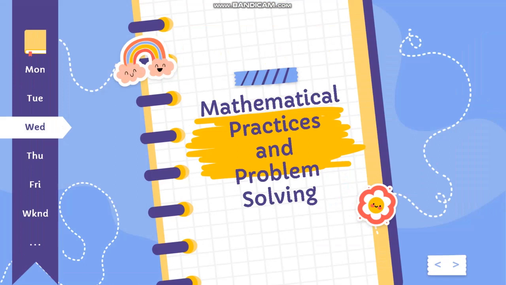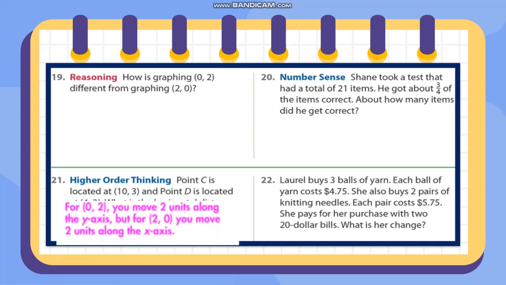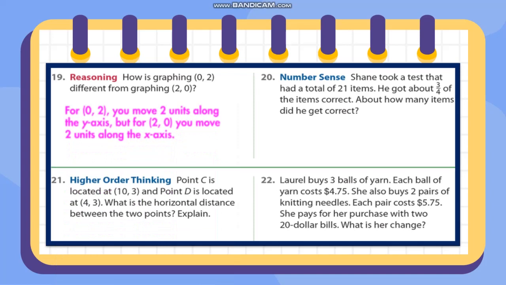Mathematical practices and problem solving. So how is graphing (0, 2) different from graphing (2, 0)? So for (0, 2), you move 2 units along the y-axis. But for (2, 0), you move 2 units along the x-axis.